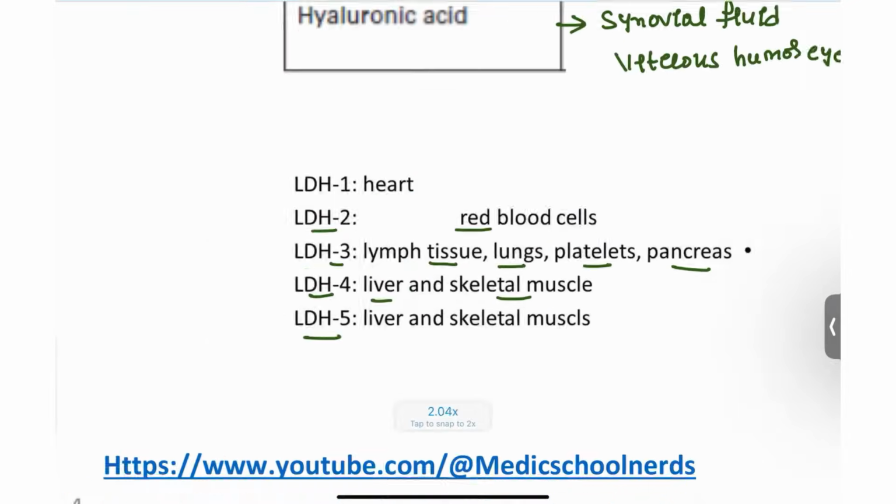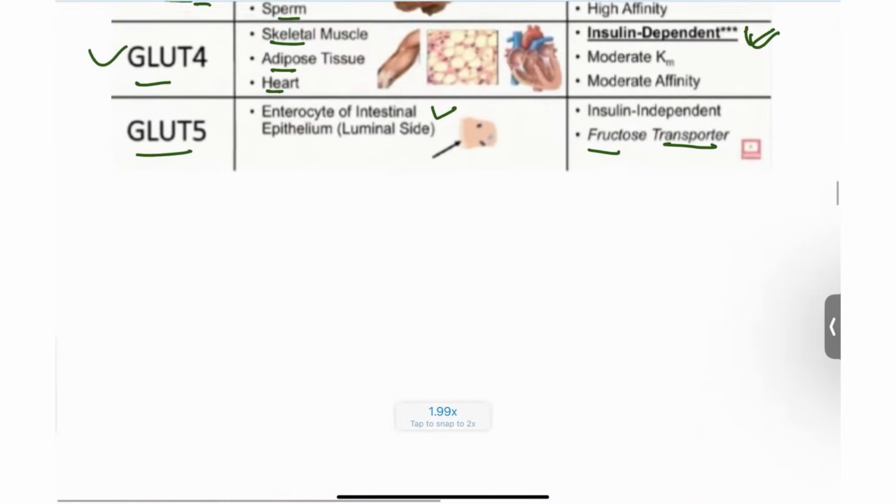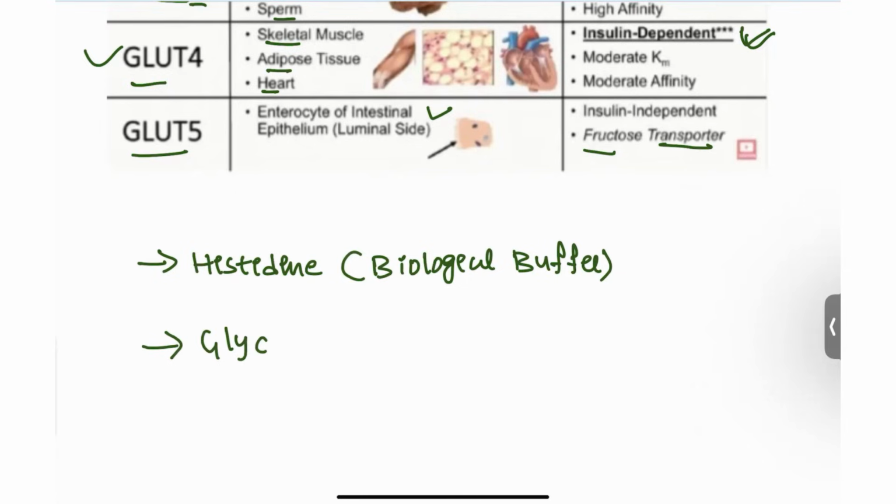Okay, this one. Next, some of the things that you also have to remember. Direct points. What about histidine? Okay, histidine can work as a biological buffer. Next, glycine has many properties. What are those important pathways? Glycine is involved in creatine synthesis.